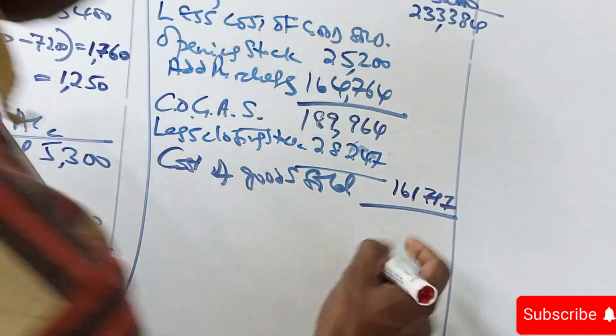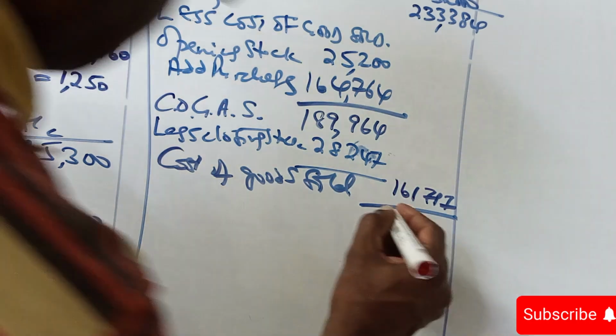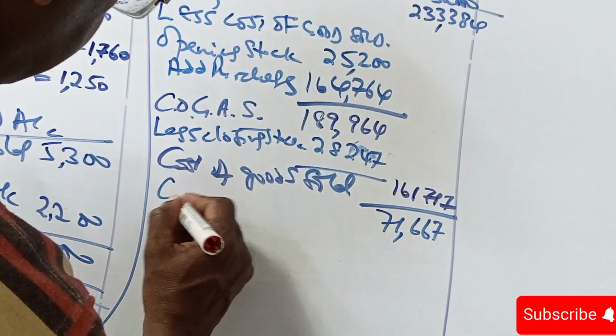We subtract that cost of goods sold from our sales, 233,384. We get a figure of 71,667 as the gross profit.